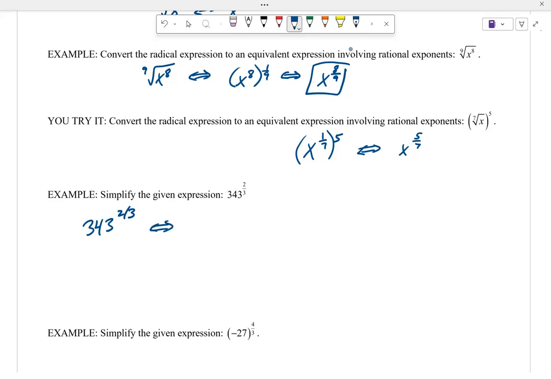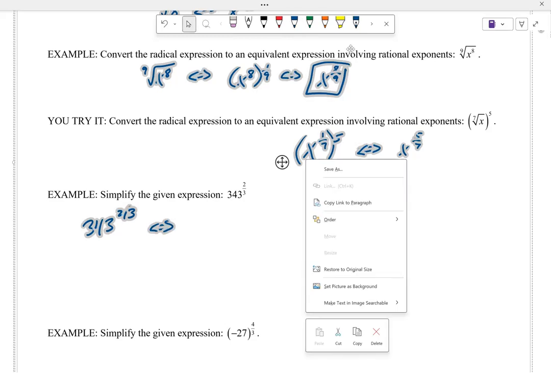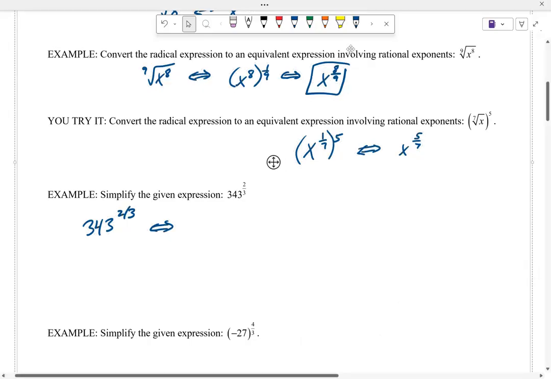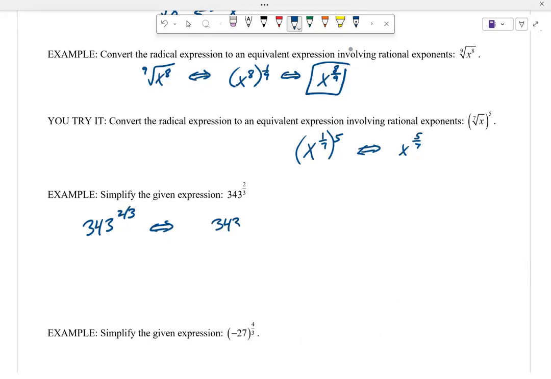So I'm going to rewrite that as the third root of 343. So let me write it this way: there's the third root, squared. See how that's still 2/3 there? I'm going to write what that means. So we're taking the third root of 343, and then we'll square it, right?